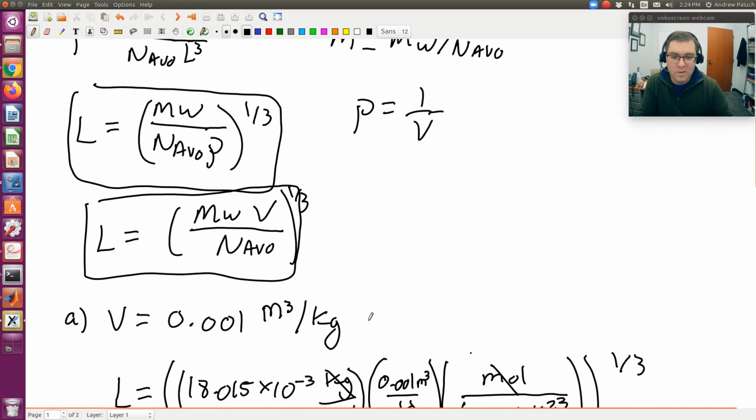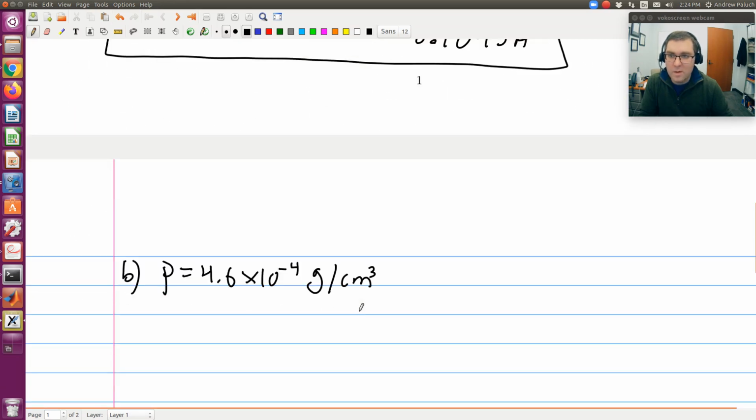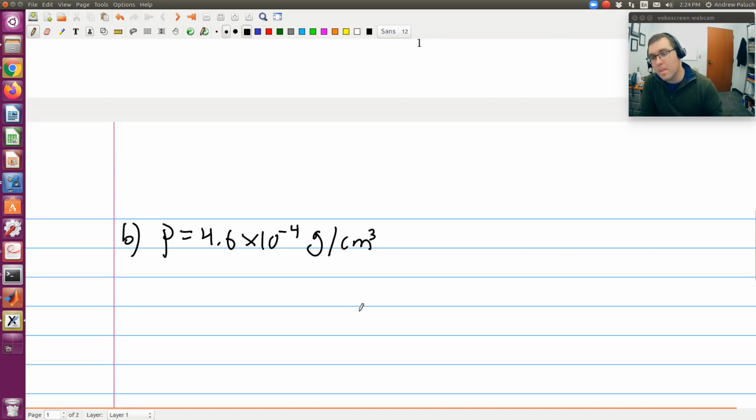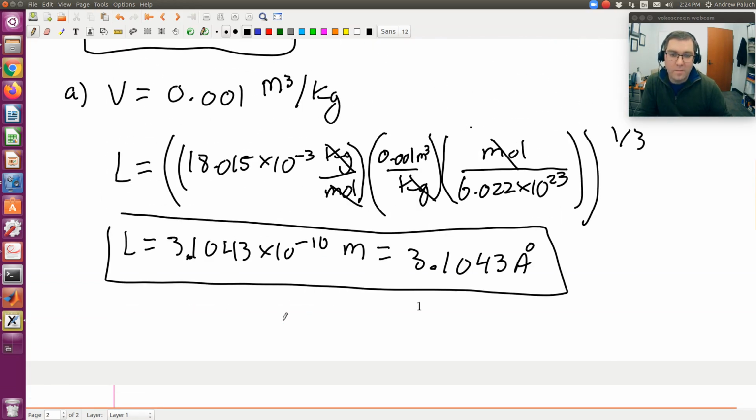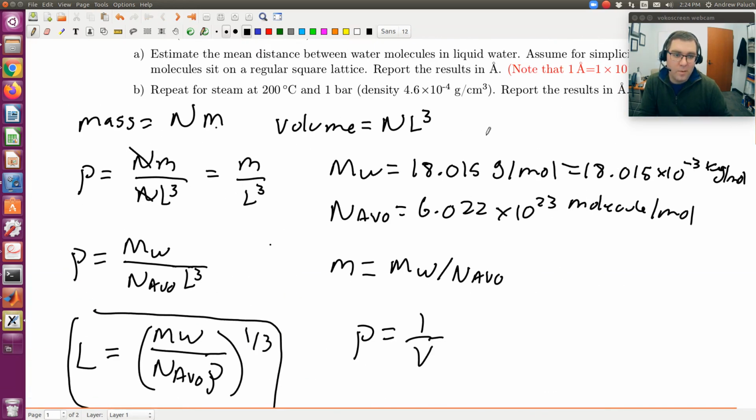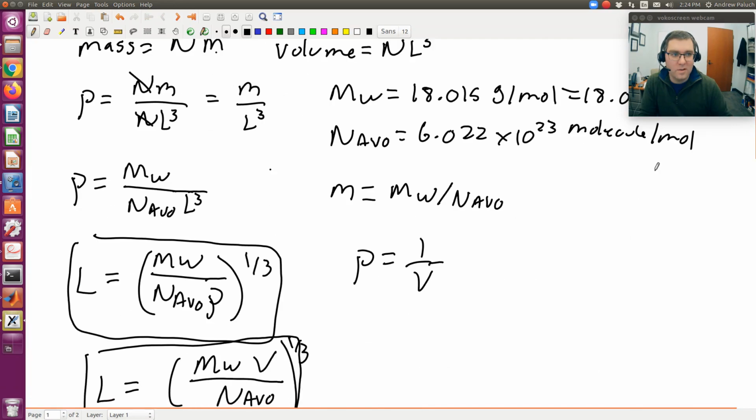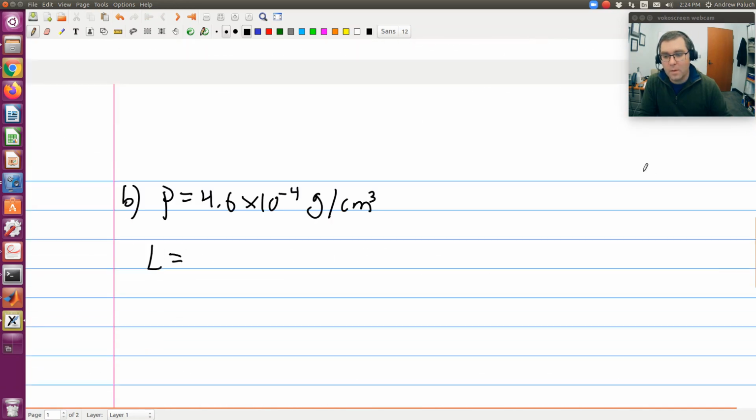So we'll just have to do some extra unit conversions, but not a big deal. To get my length, take it piece by piece. We'll start out with molecular weight, but now I'm going to use kilograms per mole, because that's what I have hard-coded. So it'll be 18.015 kilograms per mole.